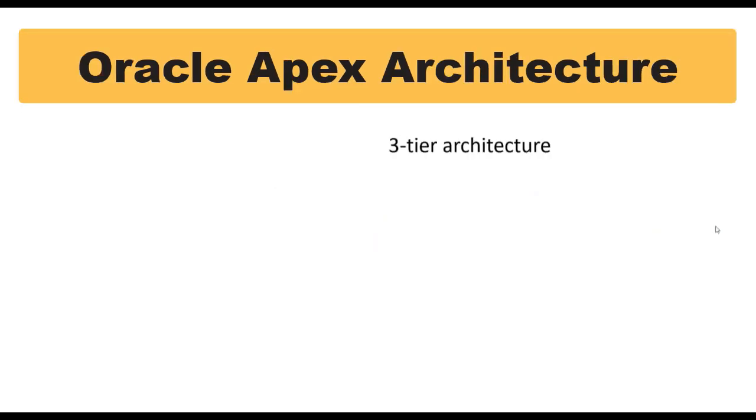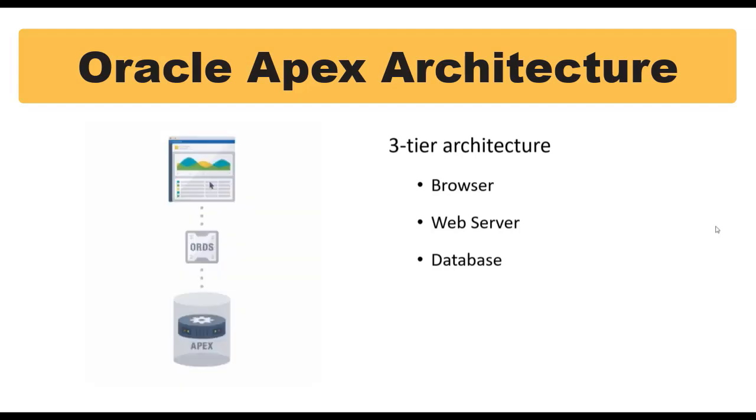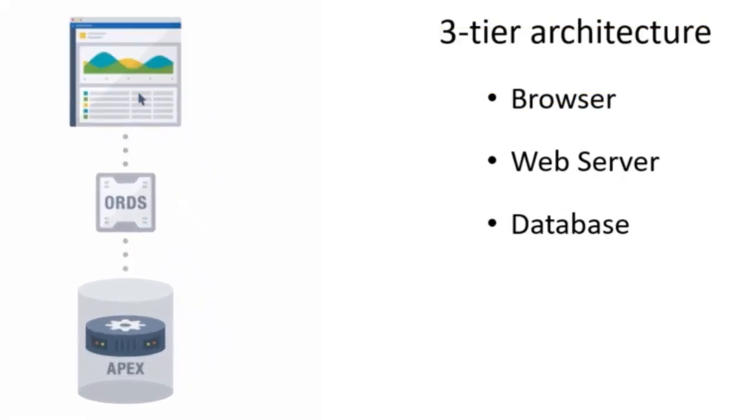Oracle Apex uses three-tier architecture which comprises of the browser, web server, and database. Now, as you can see on the left image, the first one is a browser, the middle one the web server, and the third one is the database. So whenever you are submitting a page, the browser sends the request through the middle ORDS to the database, and then it traces back through the middle layer, and then to the browser again.